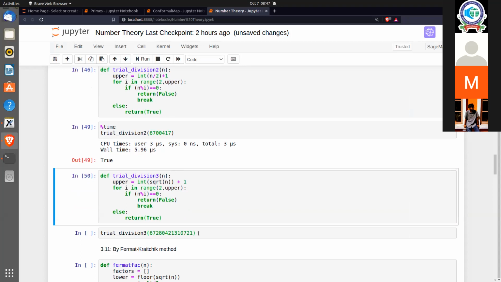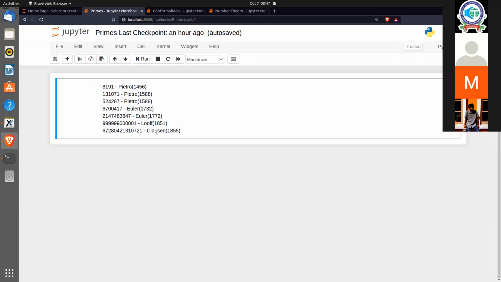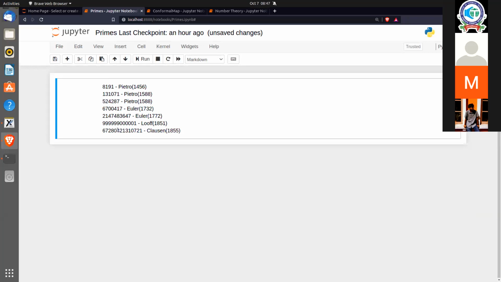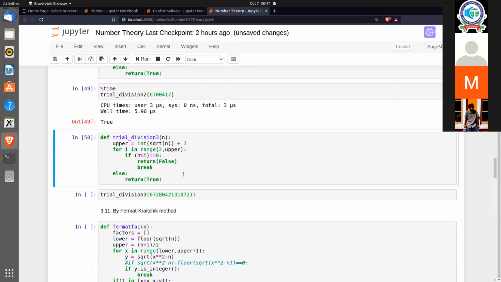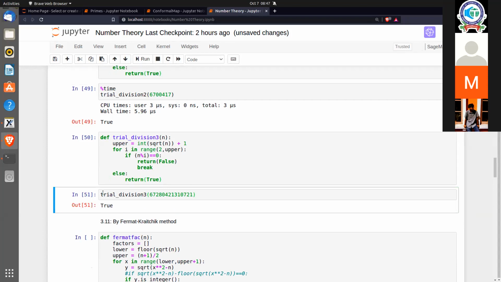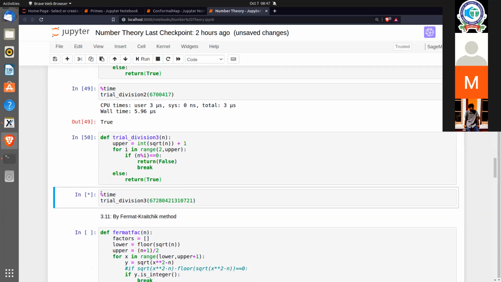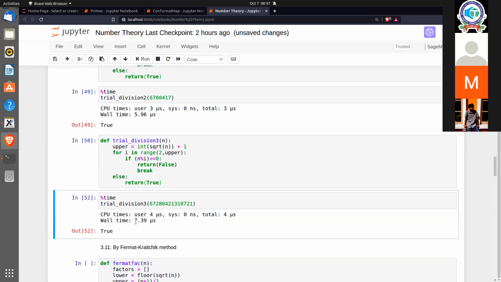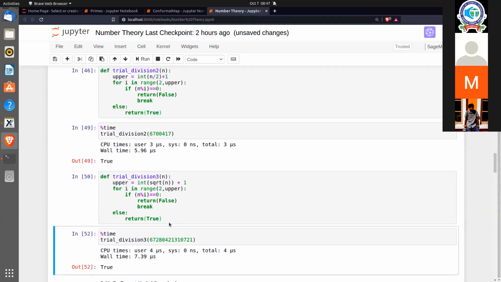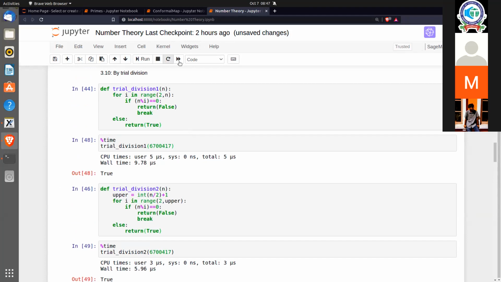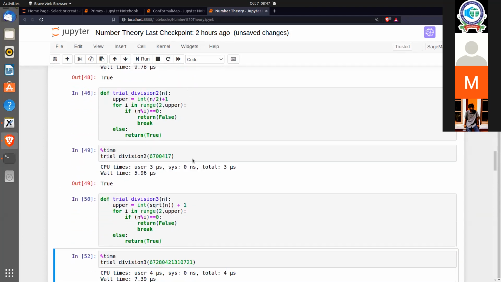So this is the third iteration that we're making, and we can already test this prime that Clausen found out in, I think, 1855. If I just copy and paste the number here, you'll see that it takes some time, but it does return a value. Now, if I want to check how much time it's taking, it's 7.39 seconds, which is still better than the other two, because the other two functions weren't even running before. So this is some significant growth.